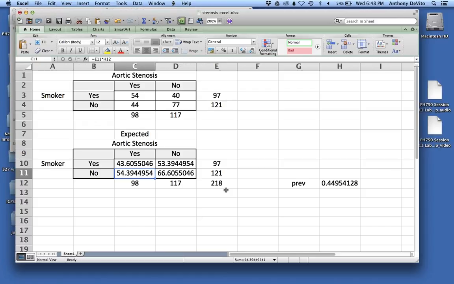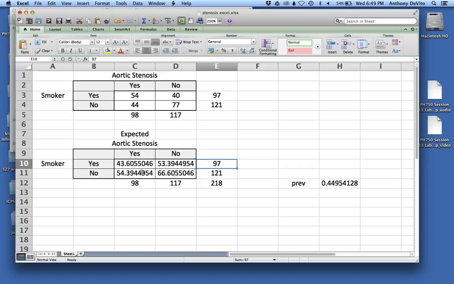Okay, well, the prevalence, I'm looking for the rate in the entire population. So the entire population is 218 people. And how many? I understand how you got the prevalence. I'm seeing like when you were getting the 43.6 and the 54.3. Okay, what I did there was I said to myself, I have 97 people that are smokers. So I would expect them, if there's no association between smoking and aortic stenosis, I'd expect 45% of those 97 people to have stenosis, because that's the rate for the entire population.